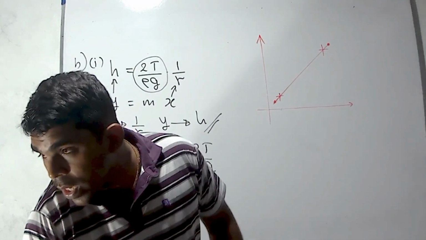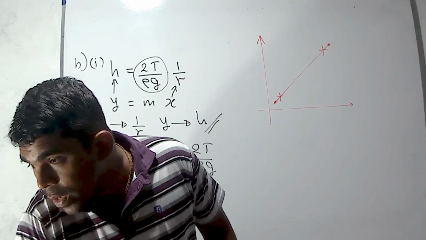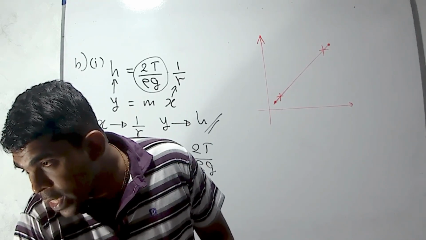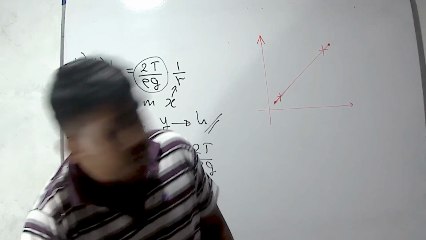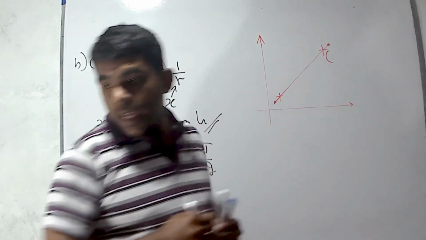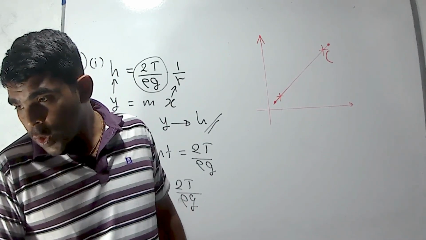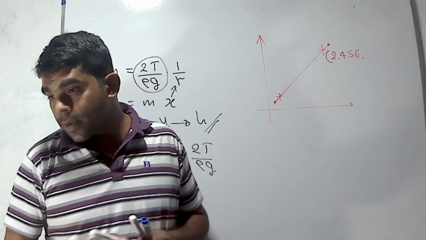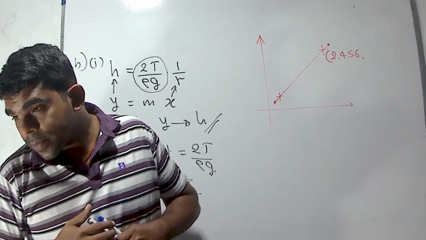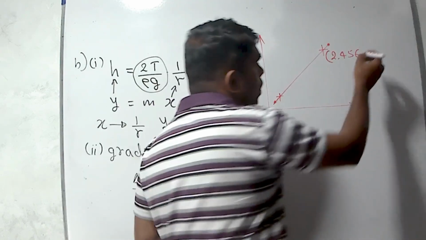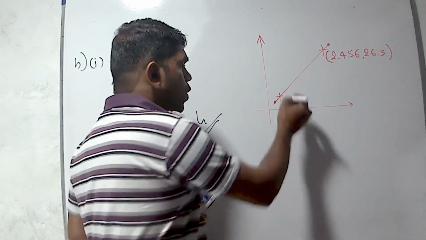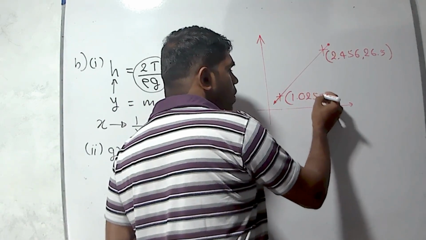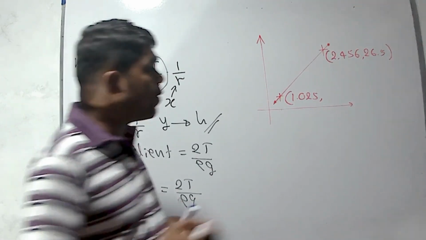According to that condition, we can get 2 points of the graph. We have to refer the graph. We can get coordinates of this point. X coordinate 2.450 and y coordinate 26.5. For this point, x coordinate 1.025, y coordinate 6.5.